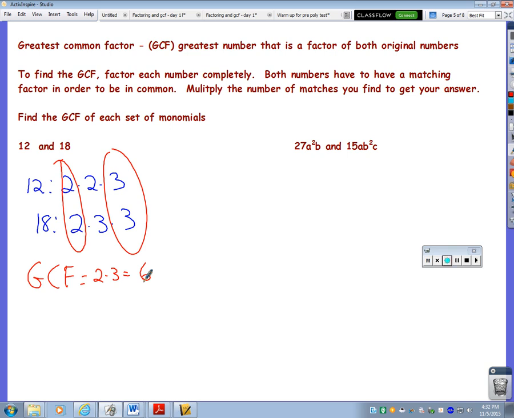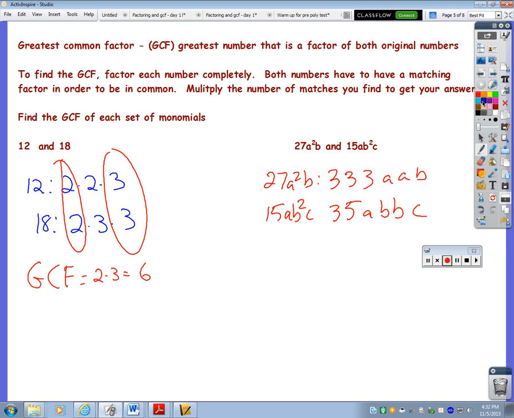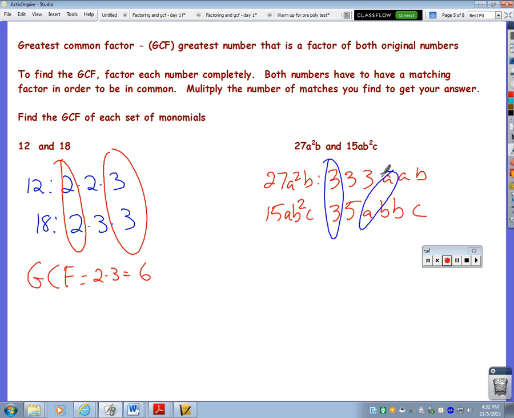And then for 27a squared b and 15ab squared c, we've got 3 times 3 times 3 times a, a, b, and then 3 times 5 times a, b, b, c. And we're going to go ahead and circle our common factors. In this case, they share a 3, an a, and a b. So my greatest common factor here is going to be 3ab.